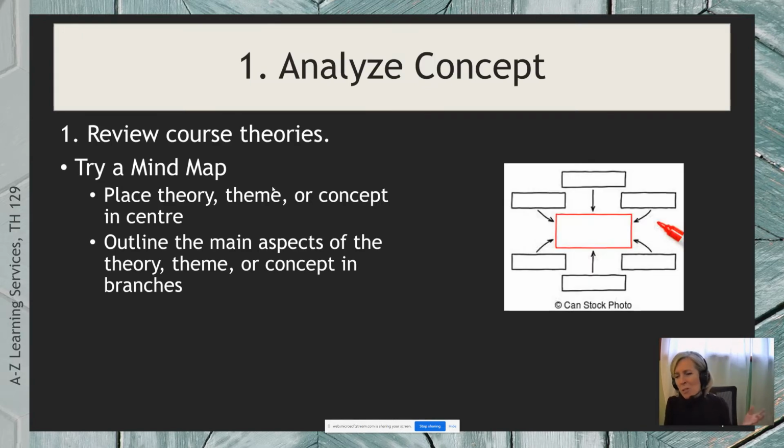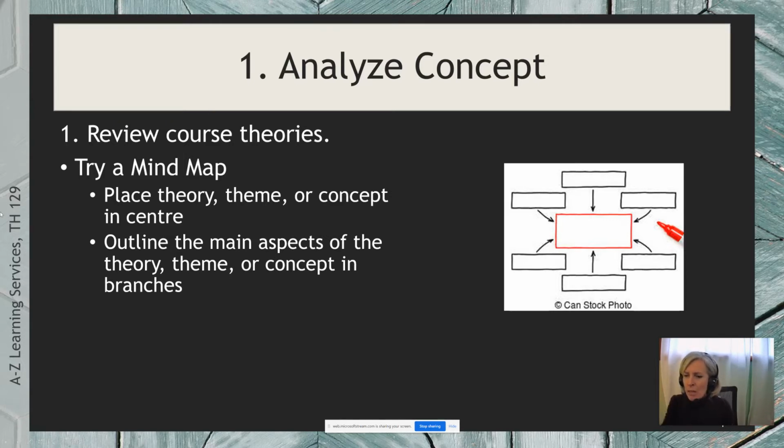So a first way to start is to really understand that course concept. So that's step one, analyze concept. You can do this with a mind map if you like. I like mind maps because it forces me to use less words. So it's a way to really do a good summary. So in the middle of my mind map, so this would be that red square, I would put the word feminism because that's the theory that I'm examining.